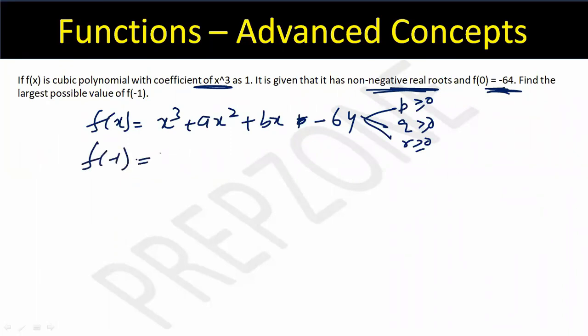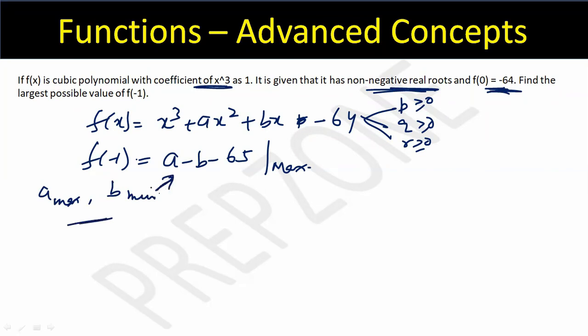Again, there can be better methods, you can tell me, but yeah, I would have just gone in a traditional method because nothing is actually clicking me at this moment that what I have to do. So minus 1 is, this is minus 1, so this is minus 64. So this is a minus b minus 64. I have to maximize this, which means I have to maximize A and I have to minimize B. These are the two things I would have gotten from the question, right? I know what is A. A is this and B is this.